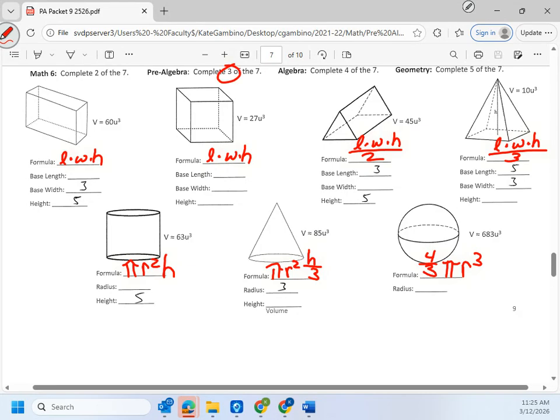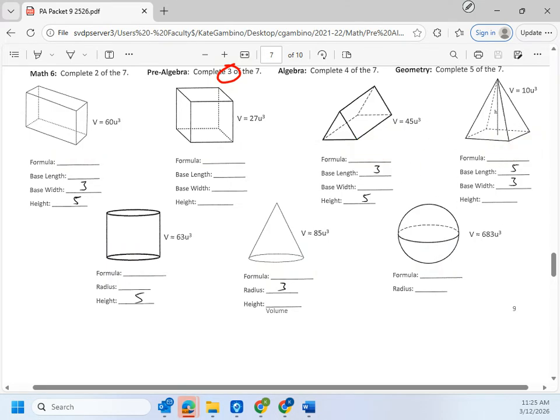Pre-algebra needs to do 3 of these. You can challenge yourself and do all of them. As long as you get 3 correct, you pass this page. Working with these formulas is always good preparation for that MAP test that's coming up in April. So challenge yourself, try to do more. Using opposite operations, you know the volume of each of the shapes, you know some of the measurements. Use opposite operations to find the ones that you don't know.